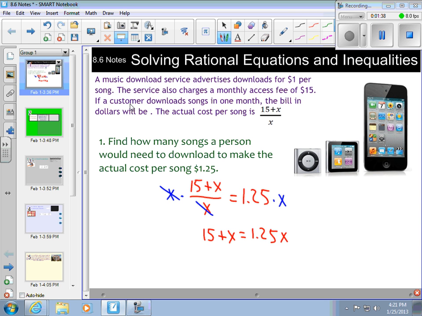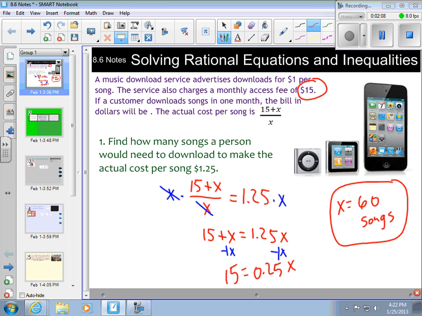So it looks like if we get our x's together by subtracting an x, and we know this is like a 1x, we would end up with 15 equal to 0.25x. Dividing by 0.25, we'd find out that it would be 60. 60 songs would need to be downloaded to get the actual cost down to $1.25, considering the $15 we have to pay per month. This type of solving is solving with rational equations.